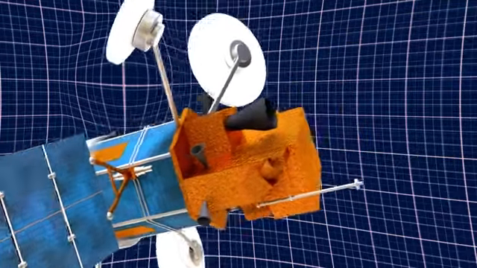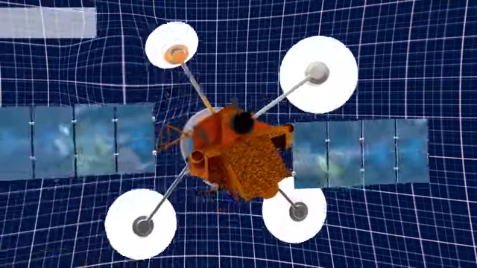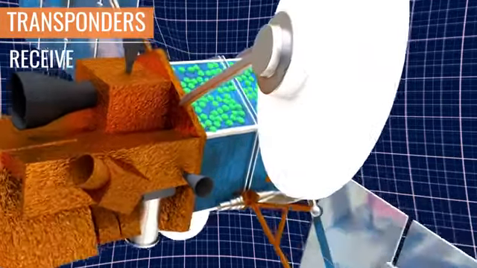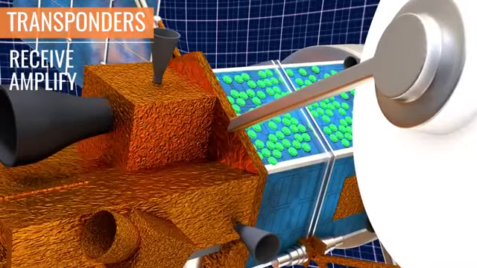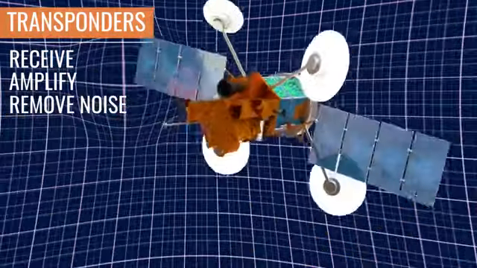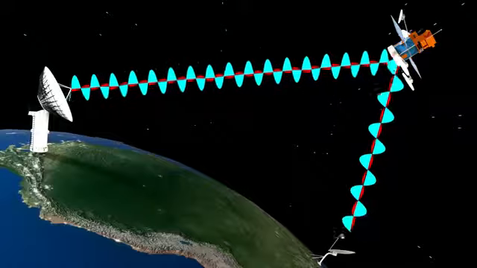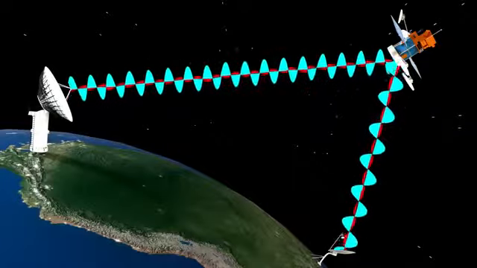The most important part of a satellite for communication purposes is the transponder. The transponders receive signals from the base station at one frequency, amplify the power of the signal, remove any noise, and transmit it back to Earth at a different frequency. The uplink frequency is always higher than the downlink frequency.